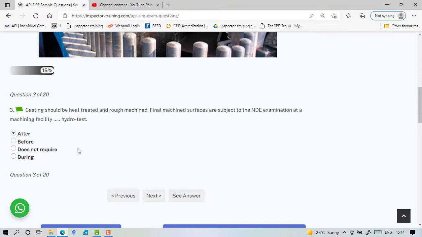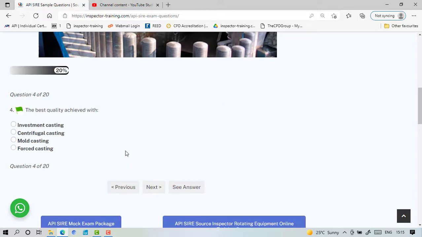You can do it before hydro test as well, but you should always do it after hydro test too, because if a crack grows after hydro test, you can see it and detect it by NDE. That's why it's always after hydro test. It's a must. The best quality is achieved with investment casting. It's more expensive, but you can get intricate castings with investment casting.